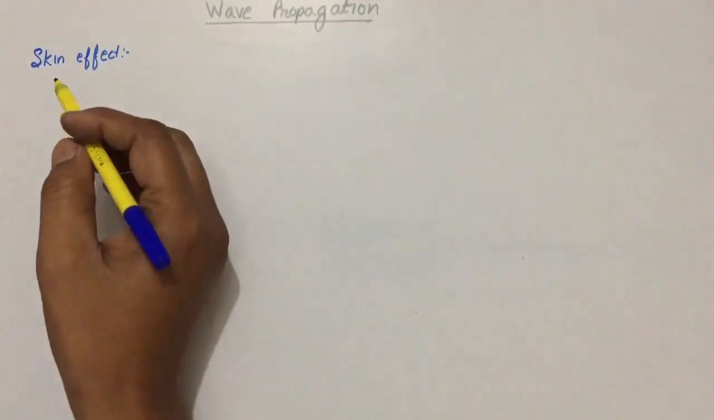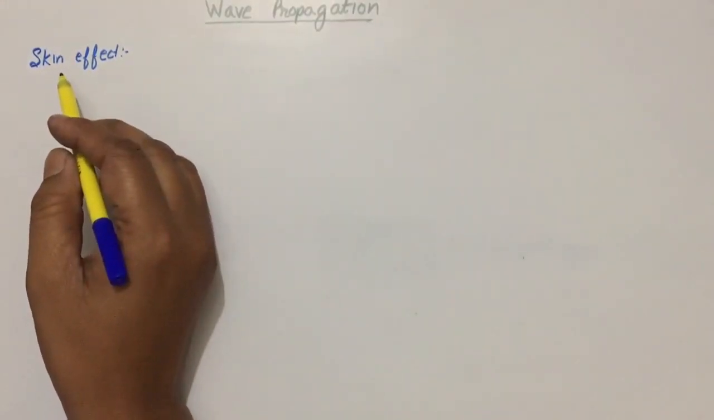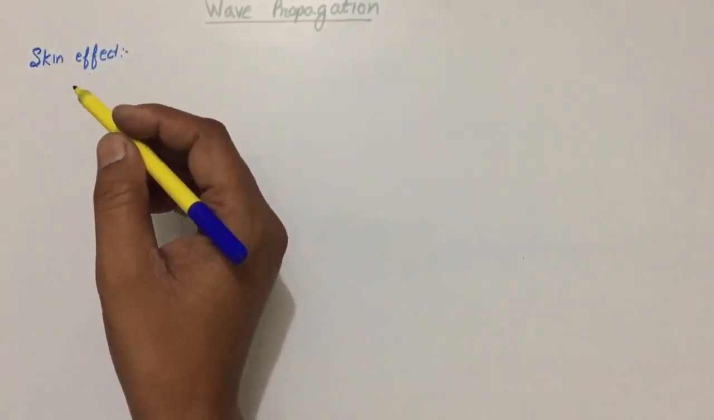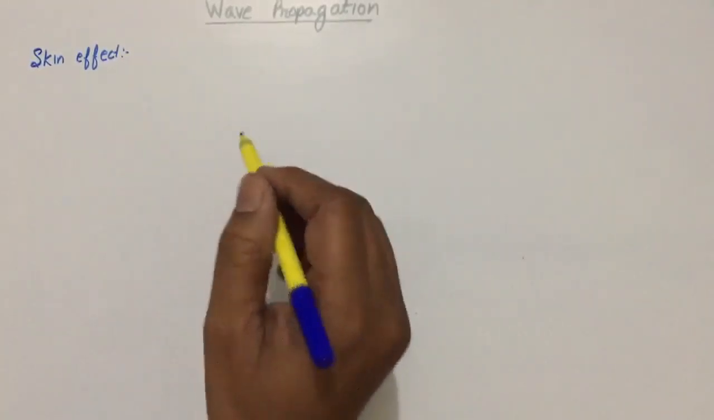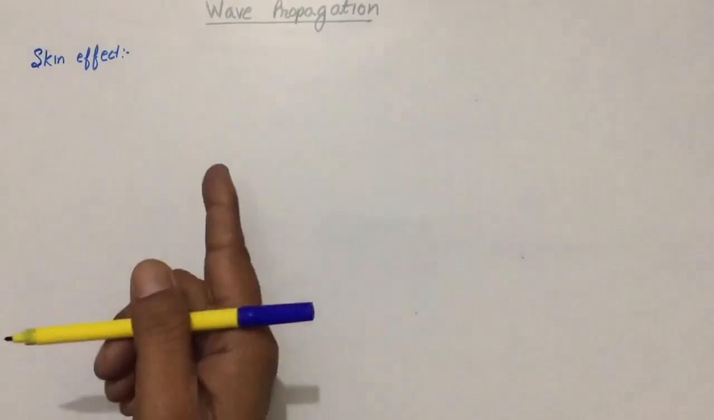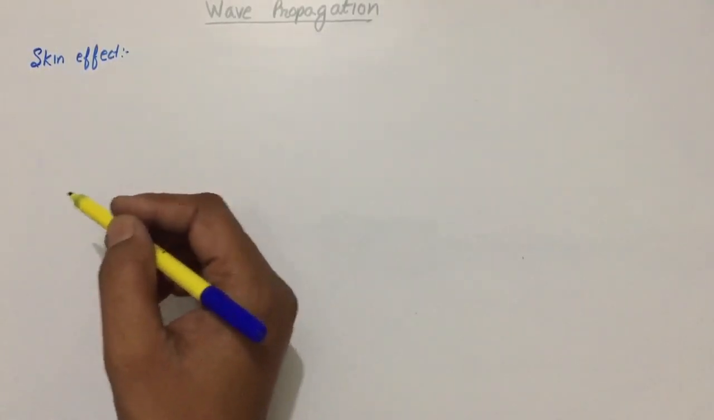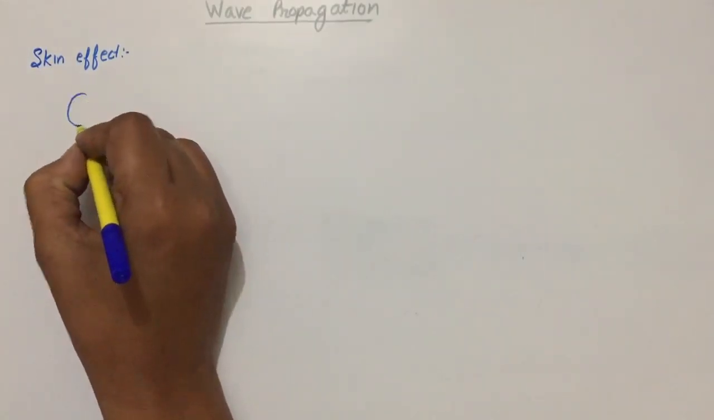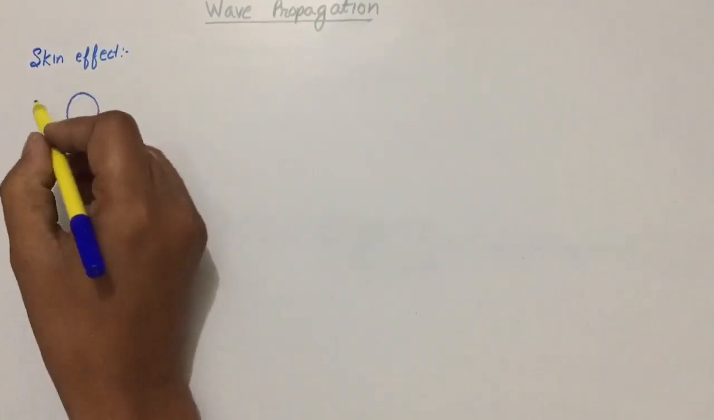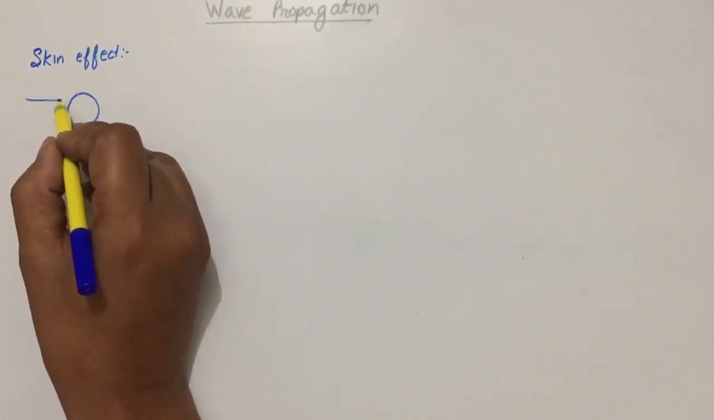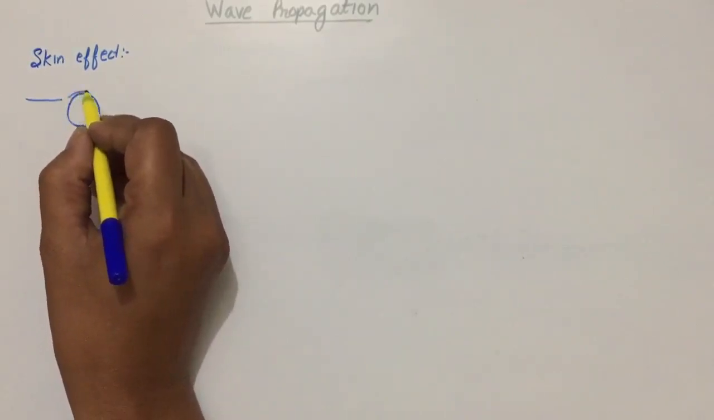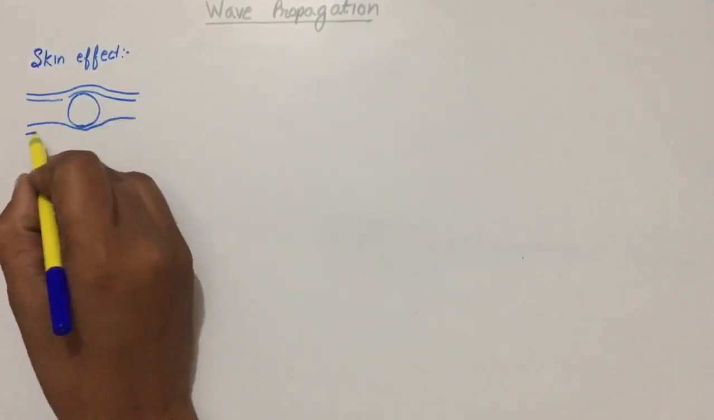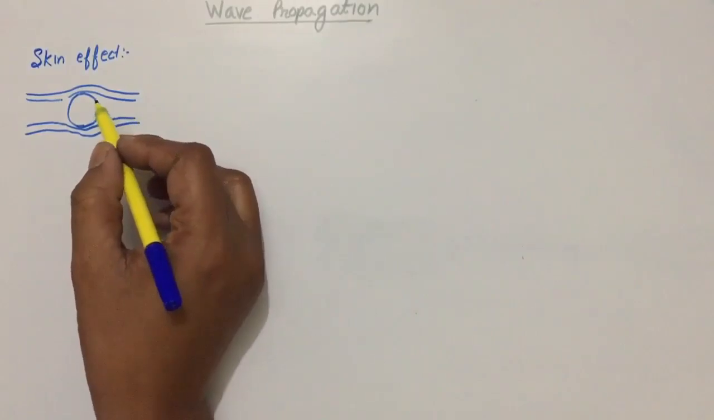Now let us discuss the important term, that is skin effect. We came to know that electromagnetic energy is not transmitted in the interior of a good conductor. Just we have seen it. And it travels in the region surrounding the conductor. We can say like that. There is a conductor, then the electromagnetic wave that is propagating will not travel inside the conductor. It will be in this surrounding.